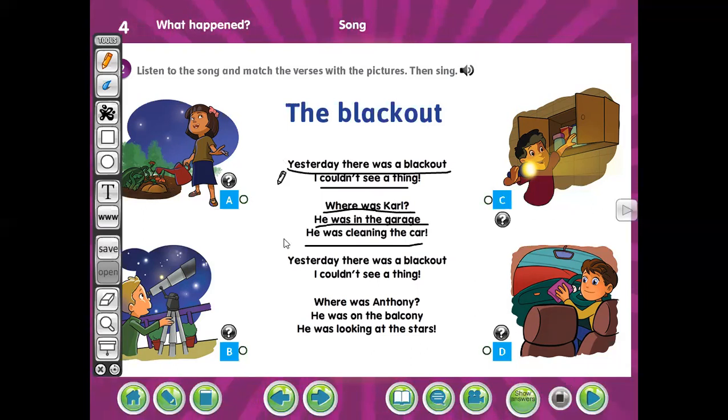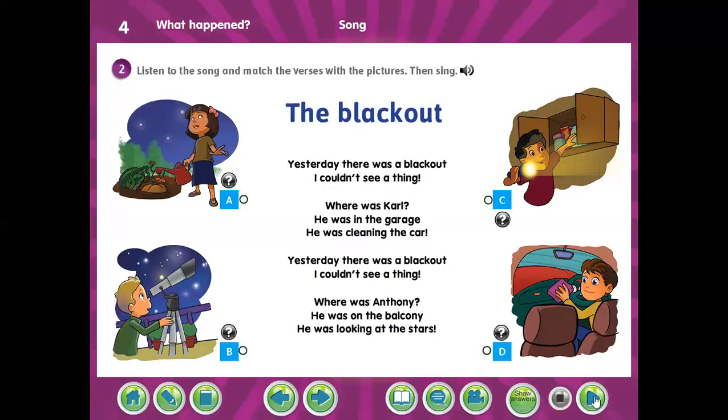Yes. Only this part, okay? Only this part, please, we are going to sing. Okay? When the teacher says 1, 2, 3, yesterday there was a blackout. I couldn't see a thing. Where was Carl? He was in the garage. He was cleaning the car. Okay? And we stop in this part. Okay, my friends? Now, one more time, okay? Listen, please, only this part, okay? We stop in this part, okay?